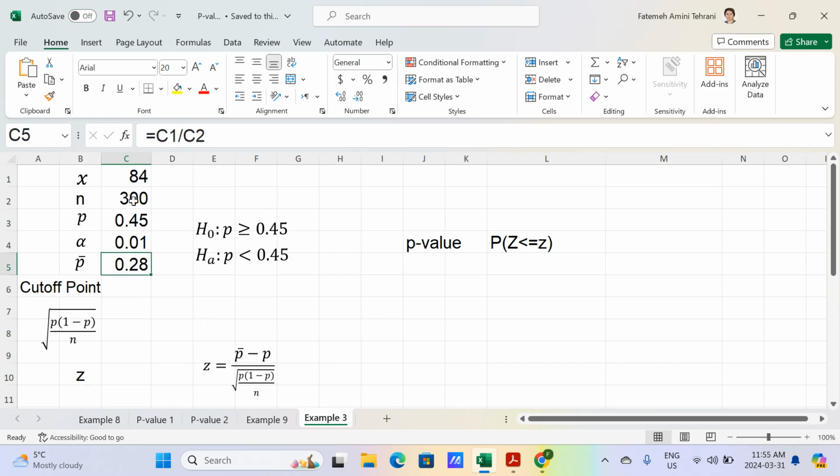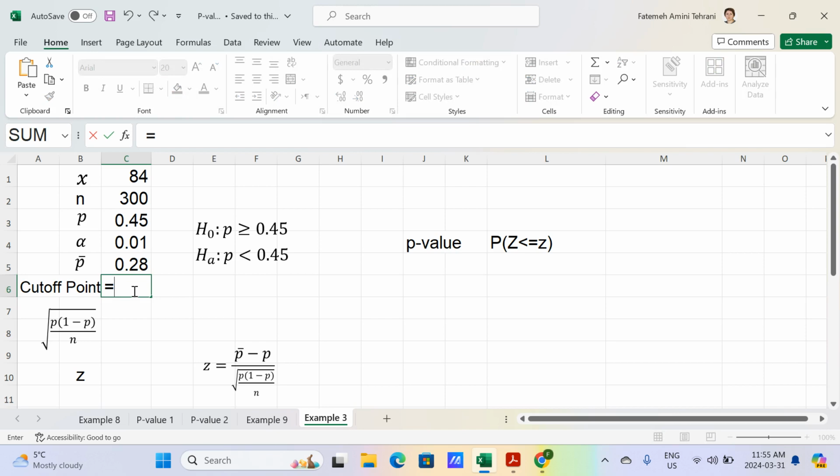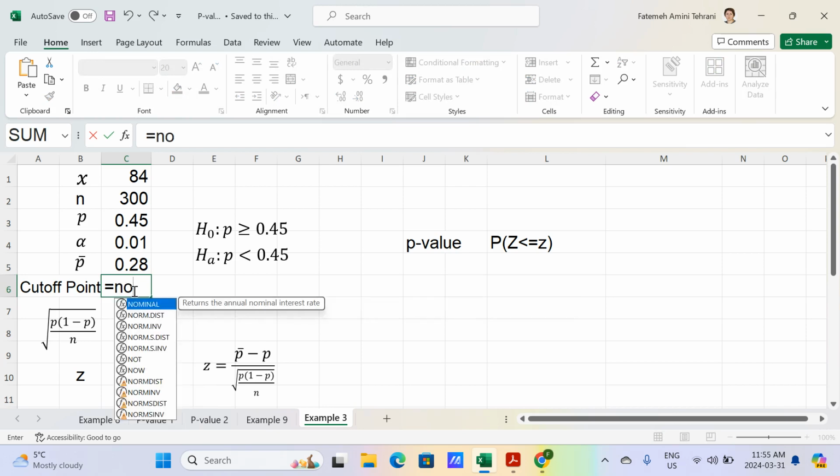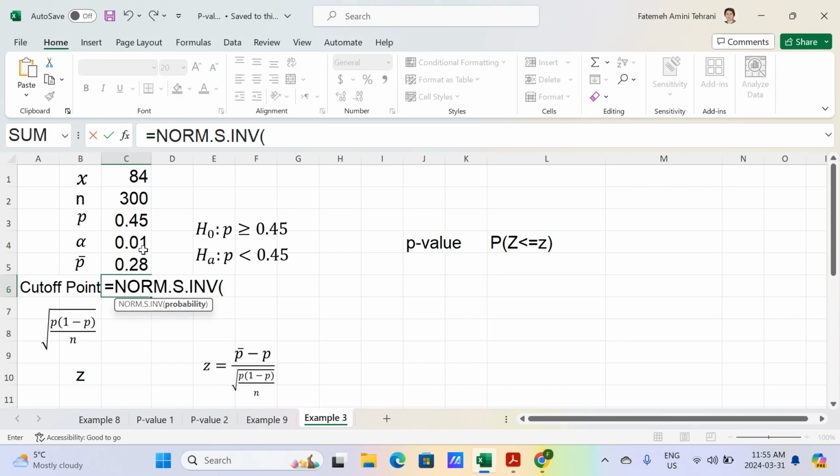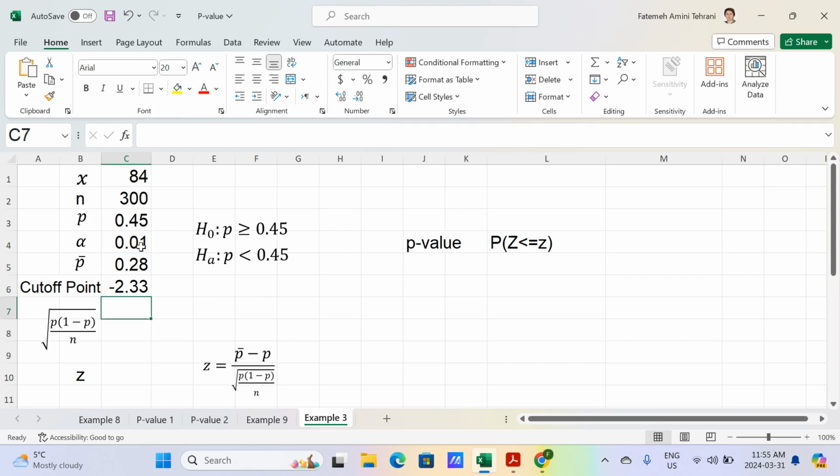84 divided by 300, it's the sample proportion 0.28. We need to find the cutoff point. I know the area on the left side of the cutoff point is 0.01. Just by this function, NORM.S.INV of alpha, I can find the cutoff point. The cutoff point is minus 2.33.